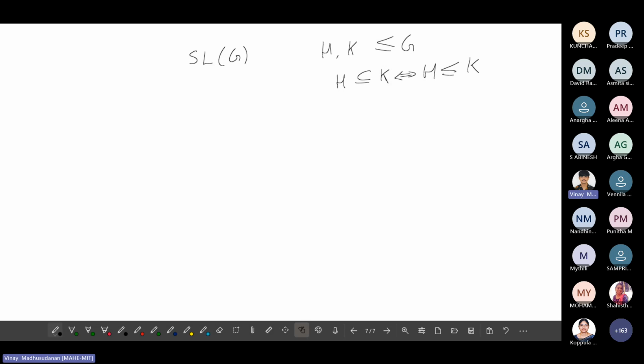So this has a relation defined on it, not an operation. The set of all subgroups, not subsets, not the power set, has a relation which I denote by less than or equal to, defined on it. And under this relation, it forms what is called a lattice.